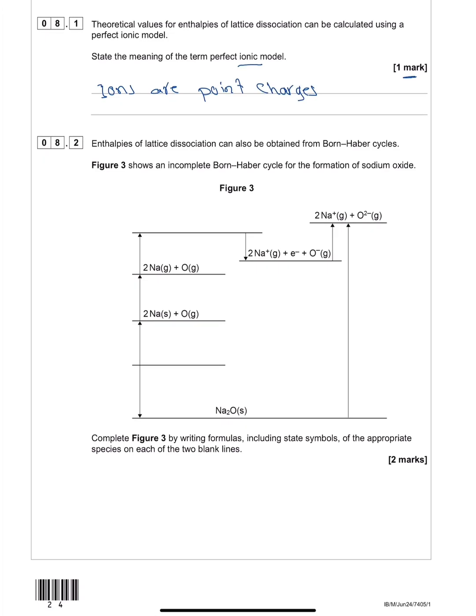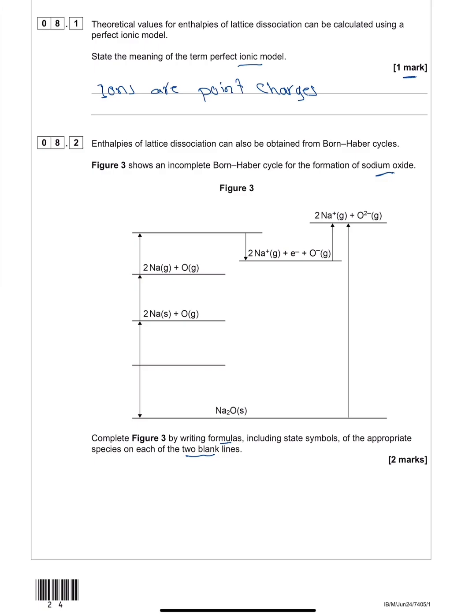And then they give you the Born-Haber cycle for the formation of sodium oxide. And there are two missing components in this Born-Haber cycle, and they want you to write the formulas, including the state symbols of the appropriate species on each of the two blank lines. Remember, in the Born-Haber cycle, we start off with the standard formation of the ionic compound from their elements in their standard form under standard conditions.